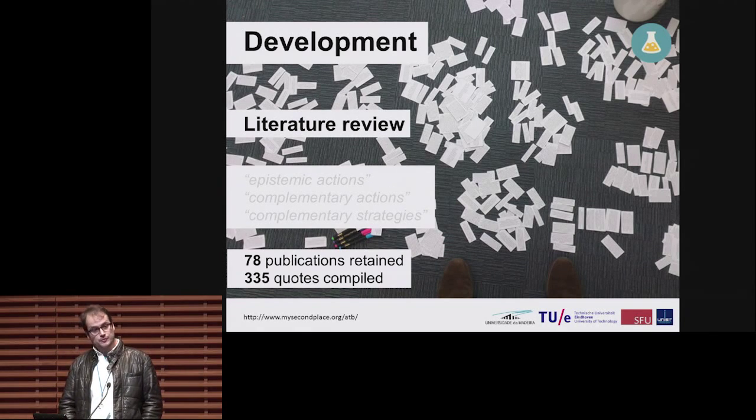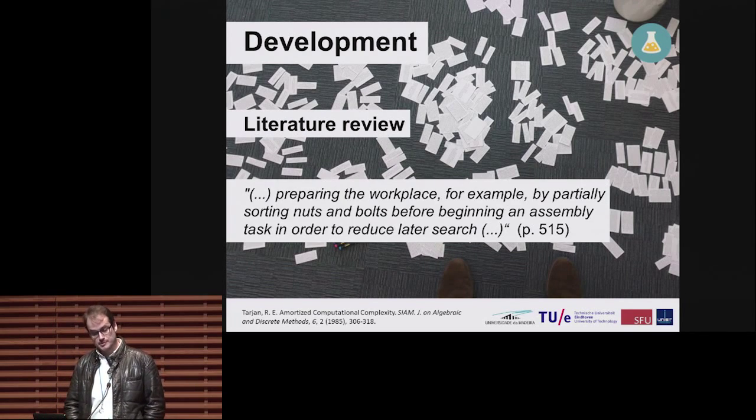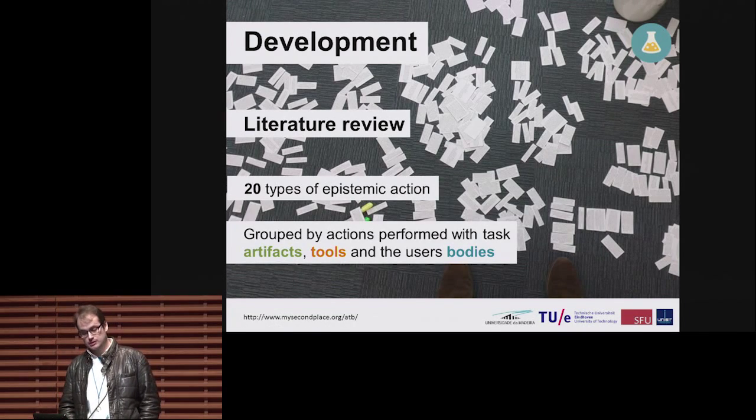So to develop the framework, we did a literature review using these 3 terms on both ScienceDirect and Google Scholar. We kept the first 60 results for further inspection. We also looked into papers that referenced Kirsh's seminal work on epistemic actions, and we also looked at them for these keywords. After this process was completed, we were able to retain 78 publications from the fields of maths, cognitive science, HCI, and design, and we compiled 335 quotes that could be interpreted as epistemic actions.